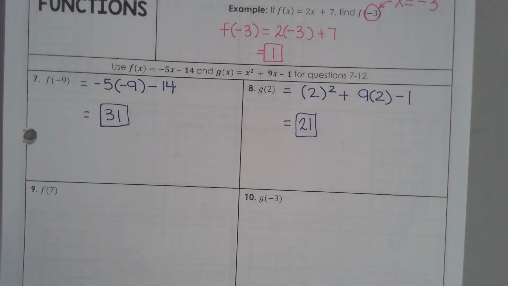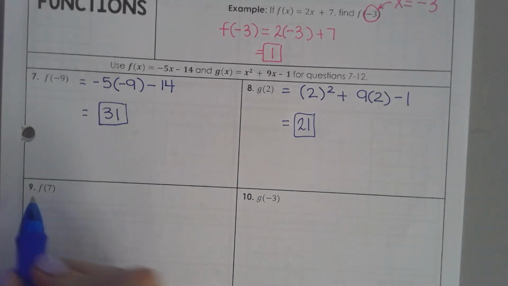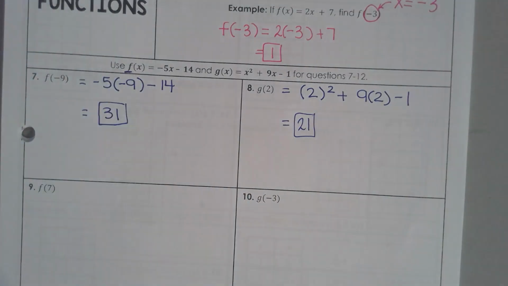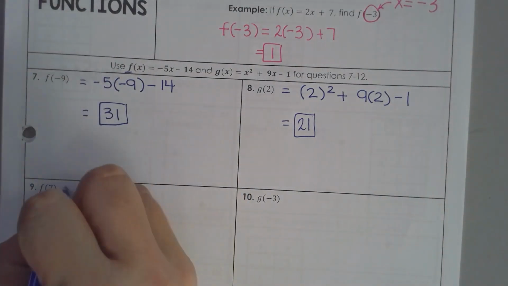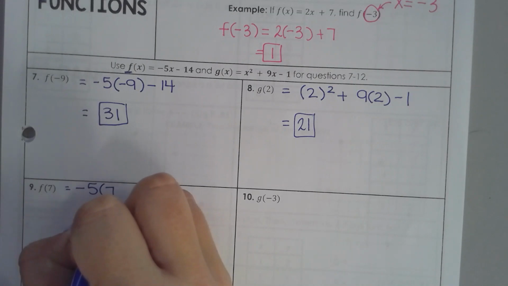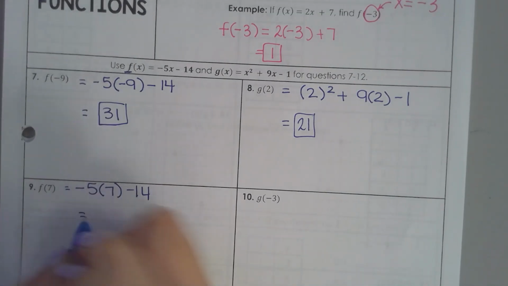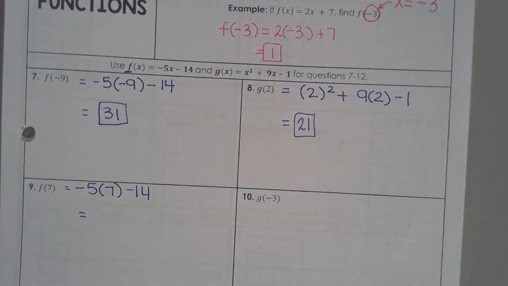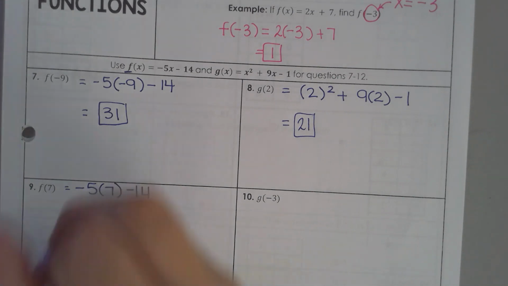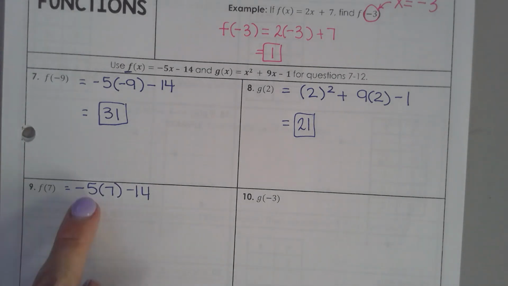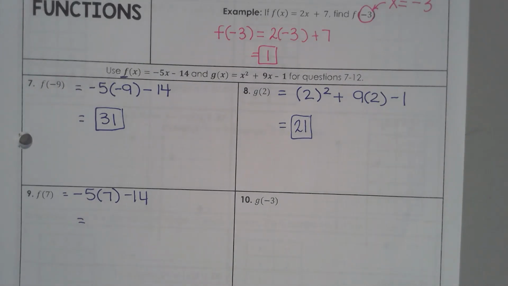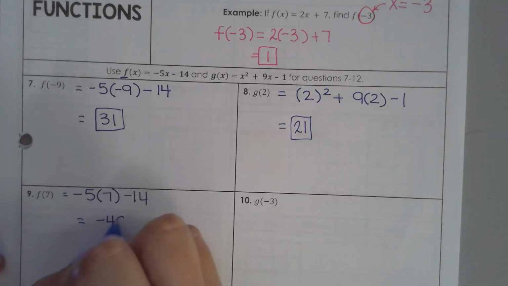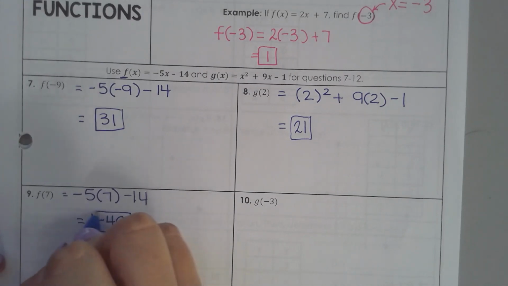All right, number 9, it's f of 7, so you need to find the one that starts with the f, and then plug in a 7. And Micah, what did you get on that one? 21. Ooh. Go back and look. Make sure you put the negative there, because I bet you forgot it. Is it negative 49? It's negative 49. Good. It's perfectly fine.